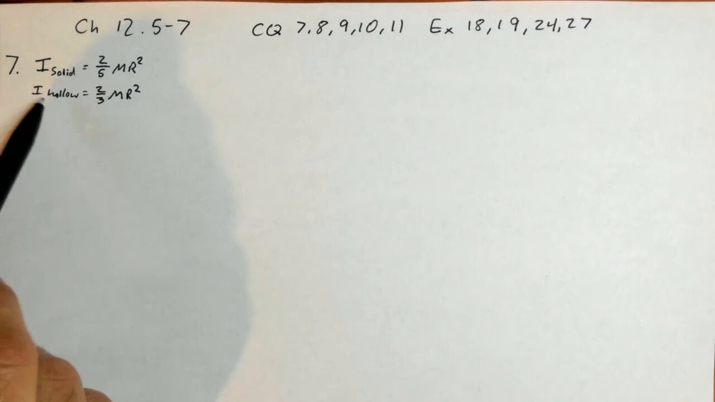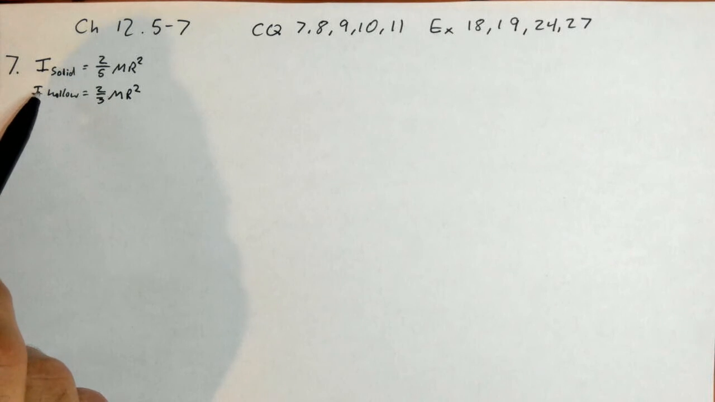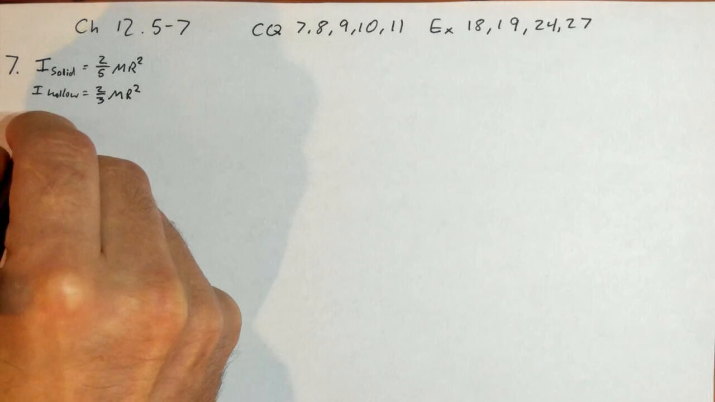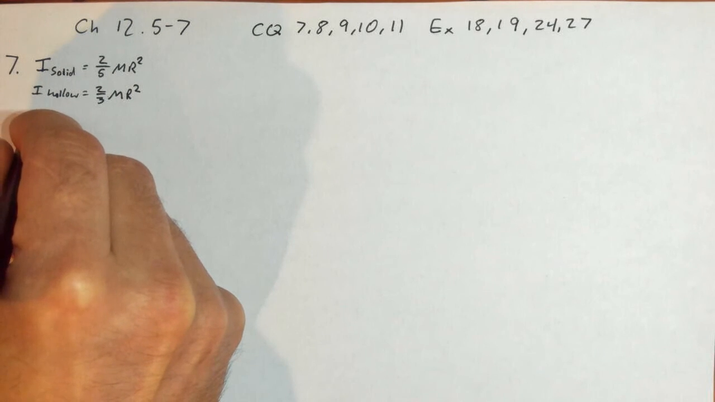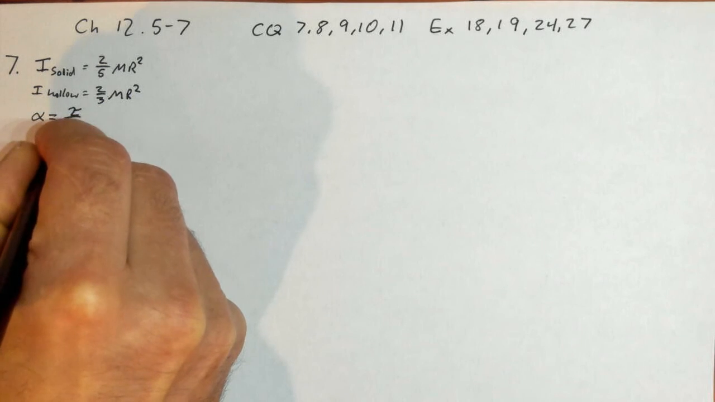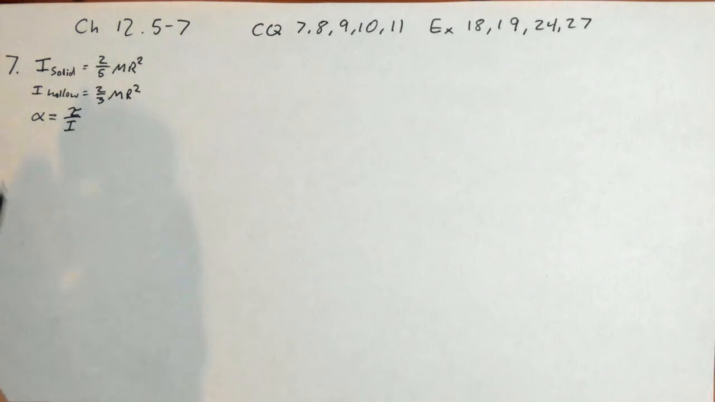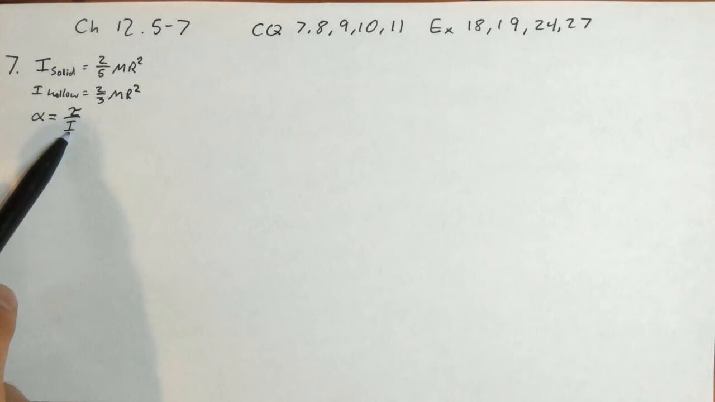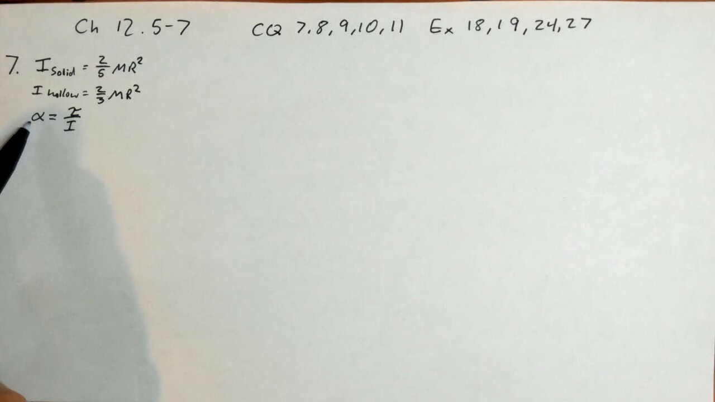So because these are different, is there a way of testing this? That is from our Newton's second law for rotation. For rotation, we have that alpha is equal to the net torque divided by the moment of inertia. Rotational acceleration, rotational force, rotational mass. So this looks the same as acceleration equals force over mass.